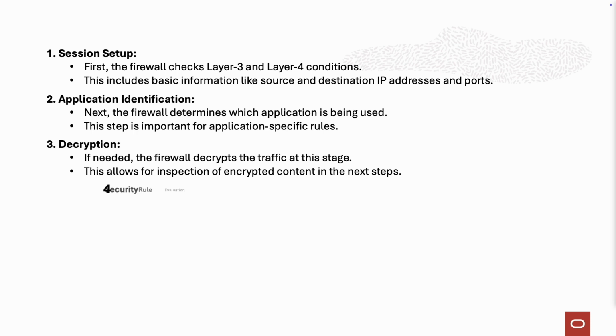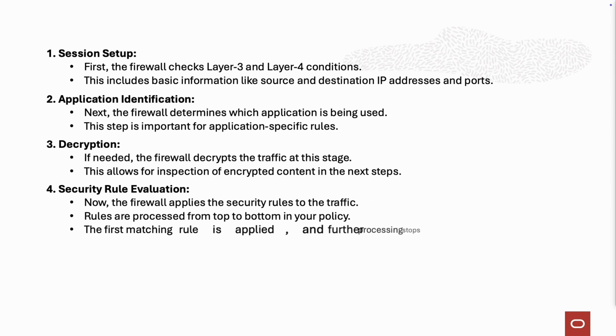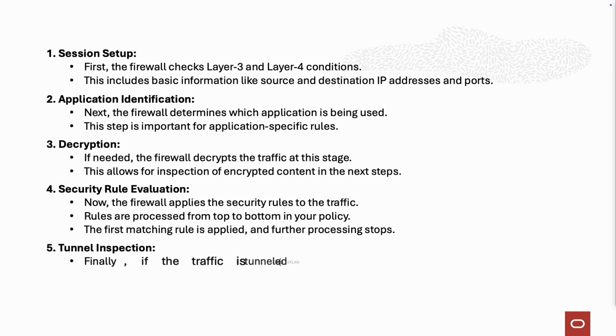Next, the firewall applies the security rules to the traffic. Rules are processed from top to bottom in your policy, and the first matching rule is applied. Finally, if the traffic is tunneled, the tunnel inspection rules are applied. This order ensures comprehensive traffic analysis and security enforcement.